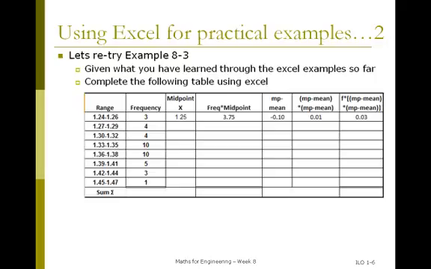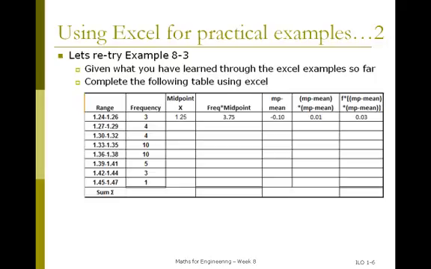So once we've done that, enter the values for each of the ranges, so you have 1.24 to 1.26, then the next row you have 1.27 to 1.29, and so on, entering those values down as far as 1.45 to 1.47. Then, in the second column for the frequency, enter the frequency values. So we have 3, 4, 4, 10, 10, 5, 3, and 1.